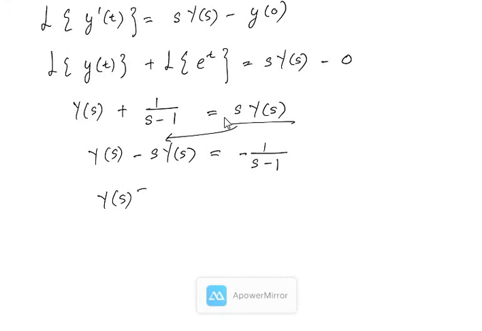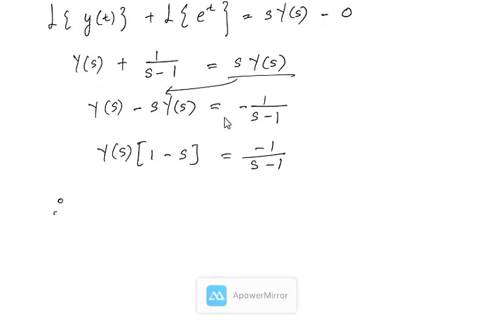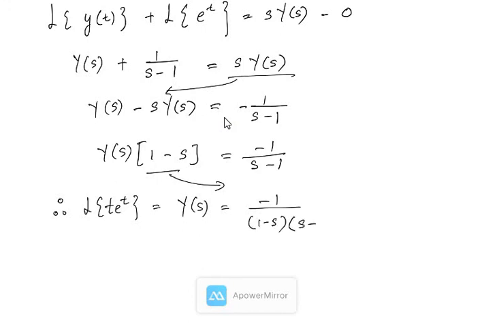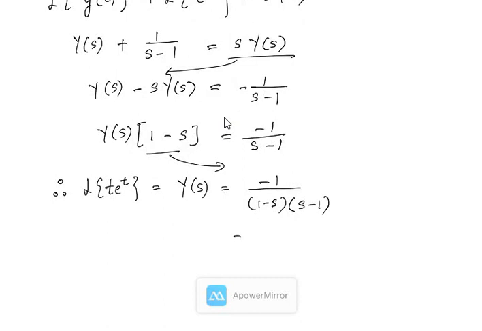So Y(s), I take out the Y(s), so I have 1 minus s. On the right hand side, I still have minus 1 over s minus 1. So the Laplace transform of t e to the t equals Y(s) equal to negative 1 over (s minus 1), and I bring this to the right hand side. So I have 1 minus s and then s minus 1. This is equivalent to 1 over (s minus 1) squared.